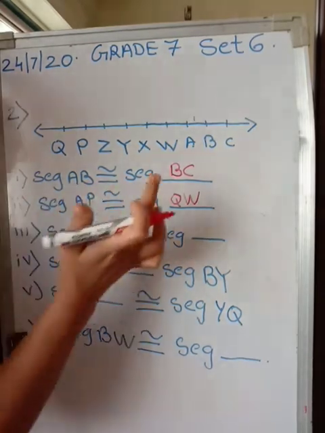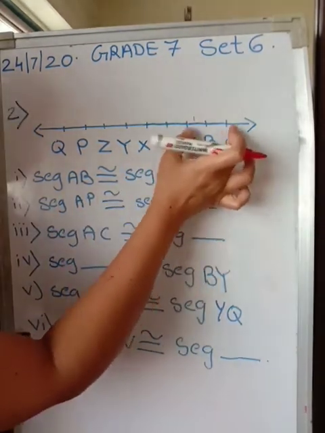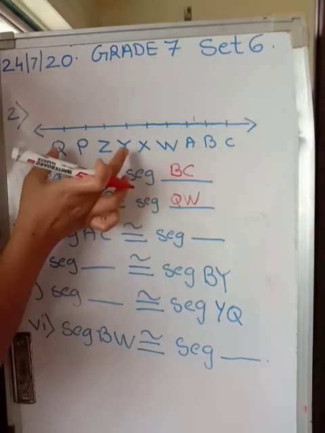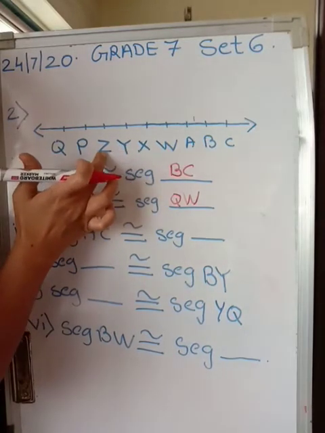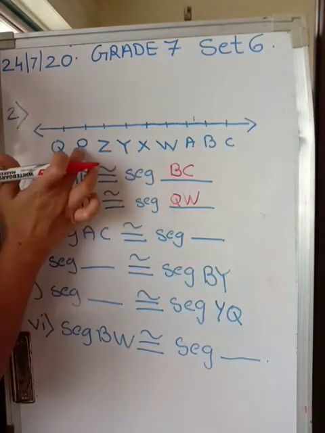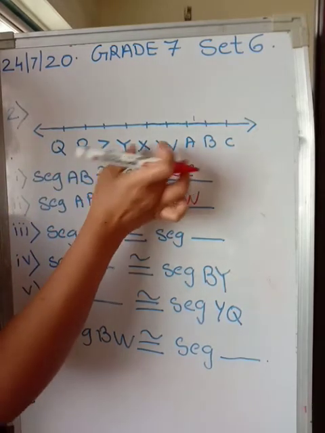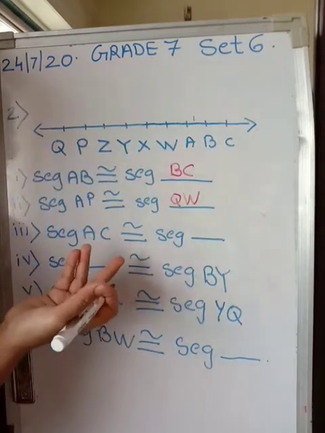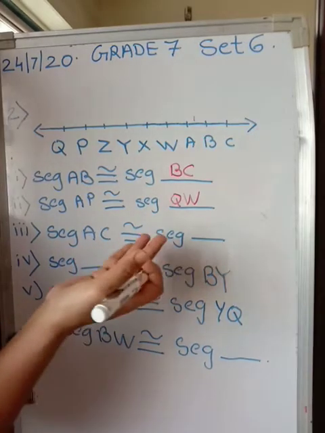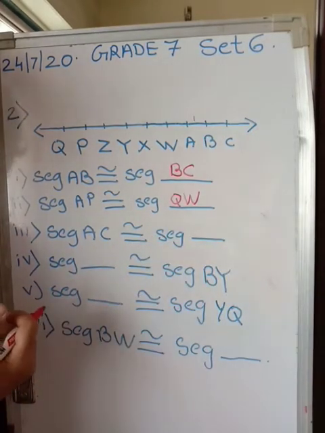Now AC. Just see AC. How many units are there? 2 units. So see where 2 units are there. I can write Y to Z is 1 and Z to P is 1. 1 plus 1 is 2. So it can be YP also. It can be PY also. Like this you count any. I hope you have understood what I am trying to tell you. So there are many answers possible for this question.